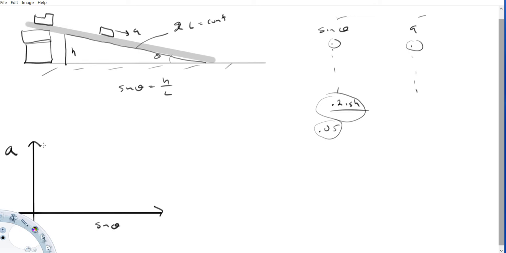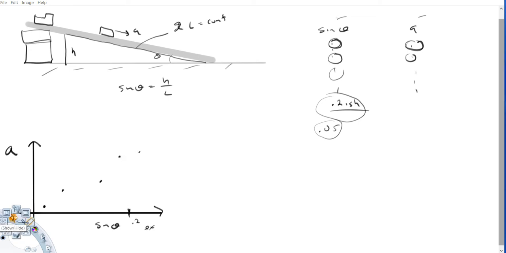Take a piece of graph paper, and whatever your maximum value is over here, run that out to about here. I'm going to use 0.2 as my example. Then when you plot your accelerations against these sine thetas, you put this on the horizontal and this on the vertical, and you get a point that might look something like this. Then you do the next one, and the next one. You should end up with a graph that might look something like this.